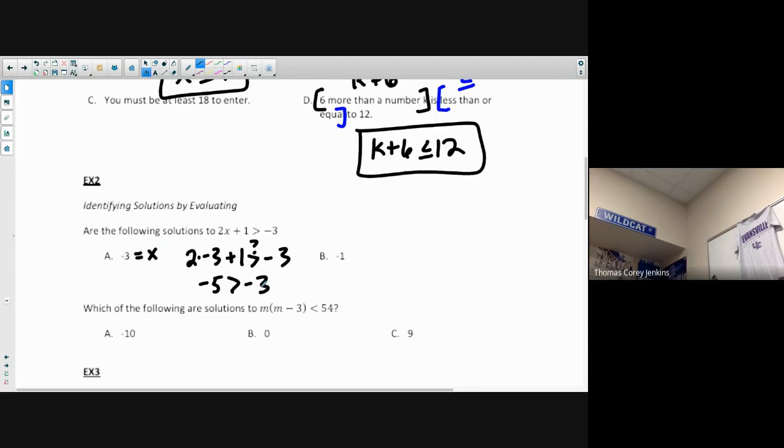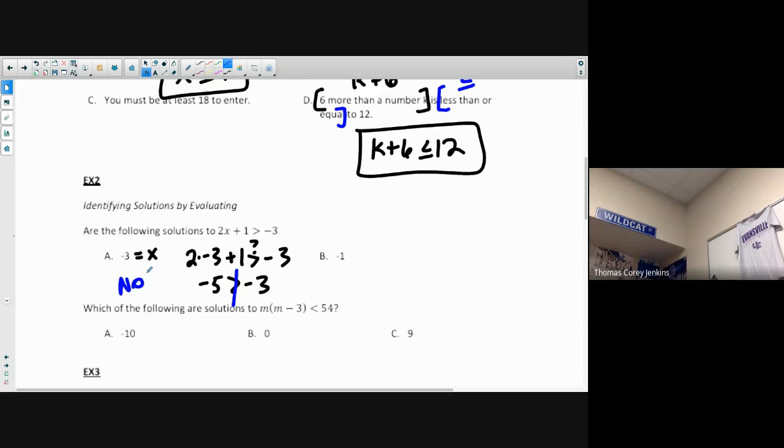Be careful with the negatives. You might tend to think, well, yeah, 5 is bigger than 3, so yes. But negatives are kind of counterintuitive, right? -5 is to the left of -3 on the number line. So this is false. This would be a no. -3 is not a solution.